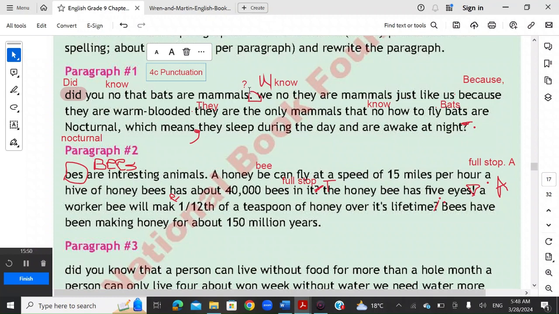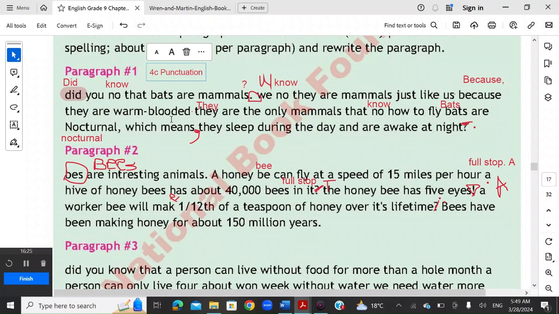Now, as I have just said, the initial of every sentence will be capitalized. This is why the W of we will be capitalized. Again, there is an error. It should not be no, it is know. We know they are mammals just like us. Now, after just like us, there is a full stop, because because is a transitional word, and we use a comma right after any transitional word: because they are warm blooded.